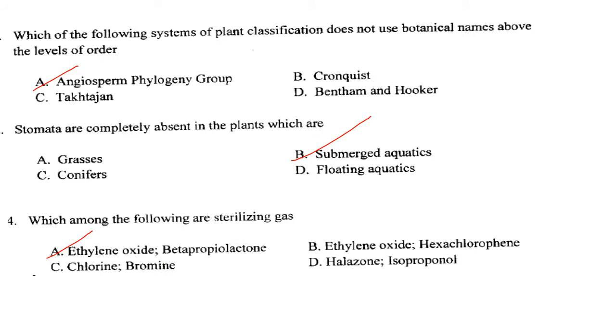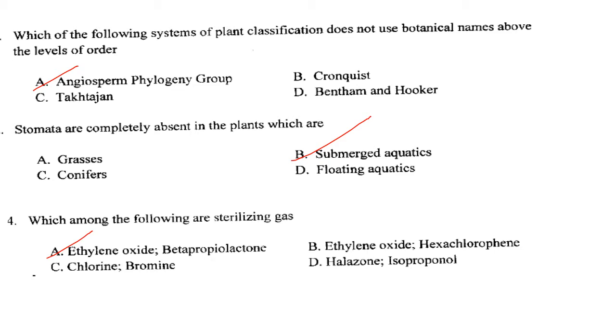Which of the following systems of plant classification does not use botanical names above the level of order? So it is Angiosperm Phylogeny Group. Answer is A. Stomata are completely absent in the plants which are submerged aquatics, because submerged plants do not have stomata and absorb nutrients and gases dissolved in water through the general surface.